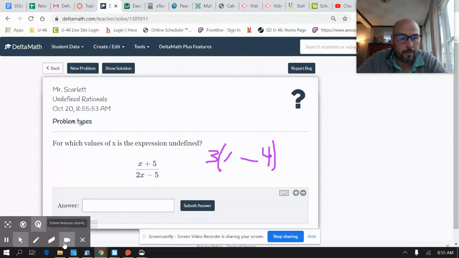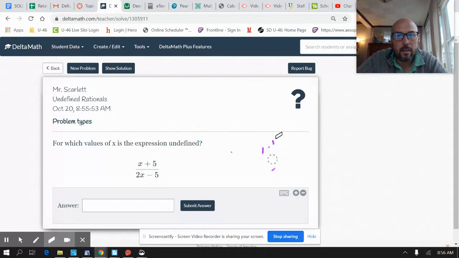Here, okay, is there an eraser? Here we go. This might be the last one. First of all, even if the certain factor that you're looking at happens to cancel out with the numerator, that is still a point of discontinuity. That would still be an x value that would make it undefined. Any x value that makes you divide by 0.